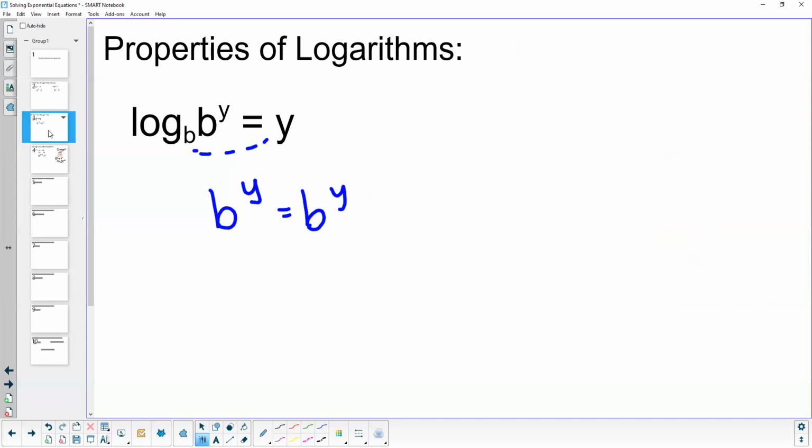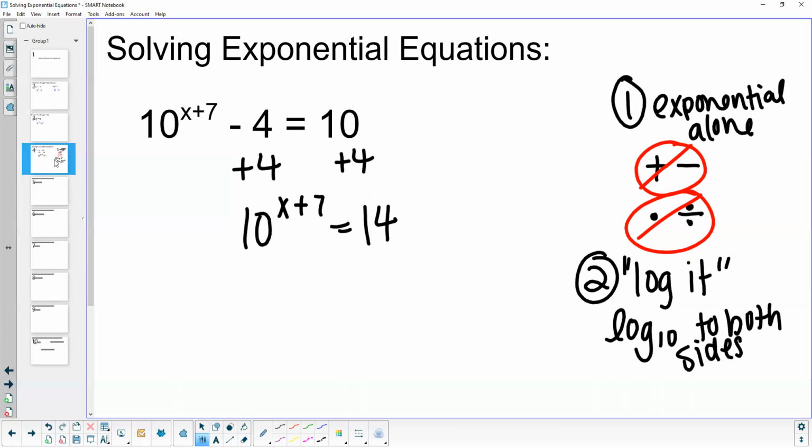And so what that'll do here in our example is it will get rid of this 10 and give us just our x plus 7 equals whatever that other side is. So it gets rid of making it a power and turns it just into something we can solve using our basic algebra techniques. So looking at this one here, I'm going to do the log of base 10. You can write the 10 or not. Remember, we typically don't when it's base 10. The log of 10 to the x plus 7 equals the log of 14.